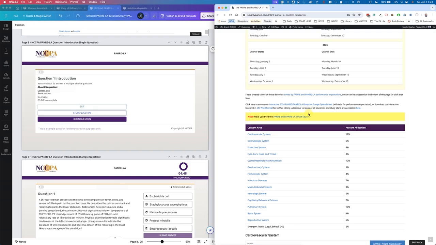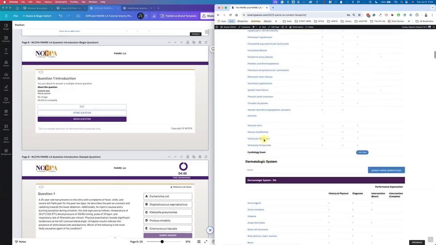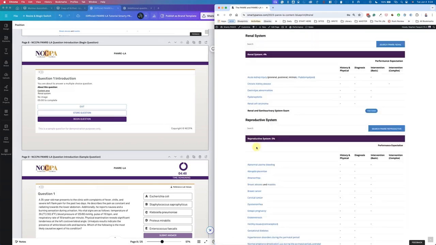Now there's a couple ways to get there. The easiest way to get there is on these links here. Now this is the whole blueprint, so you can scroll down and find all the different systems. But what I do is I look here at renal system, then I click here on renal system here to take me to that specific area.